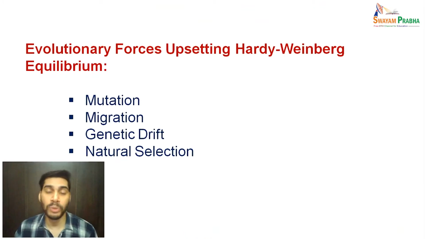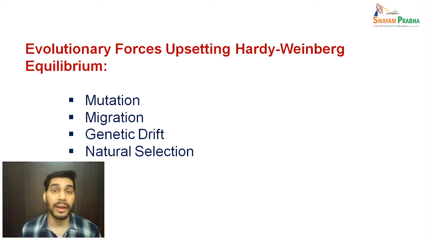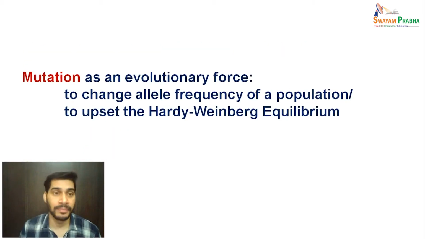Now let us move ahead towards various evolutionary forces which can upset the Hardy-Weinberg equilibrium. And as we just mentioned in the previous slide, these can be mutation, migration, genetic drift, and natural selection. So let us take them one by one and see how they change the allelic frequencies.